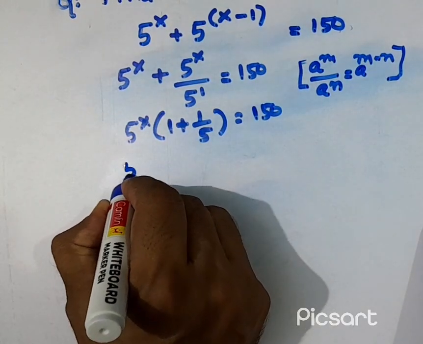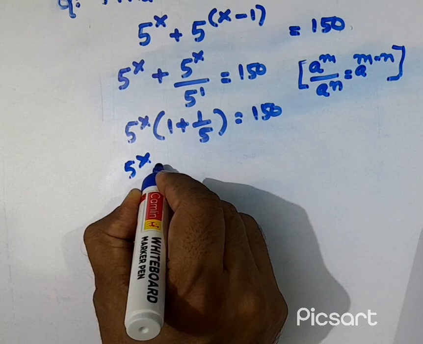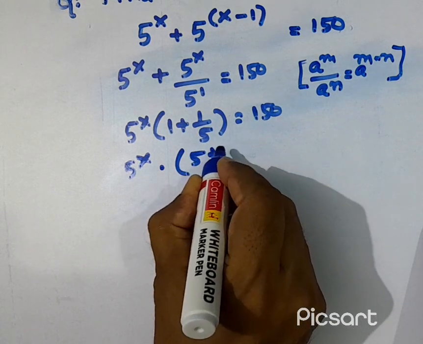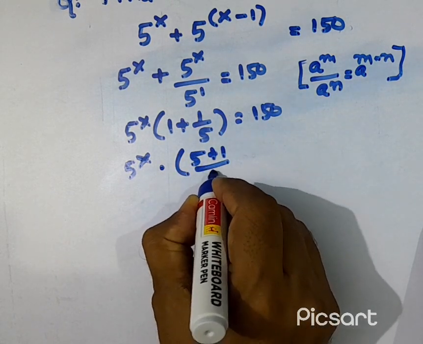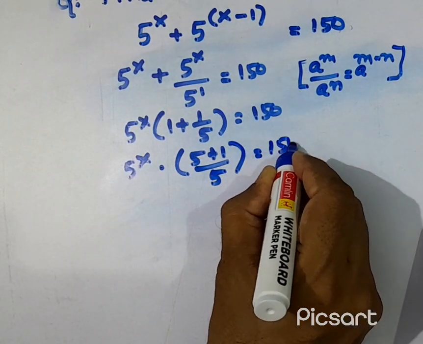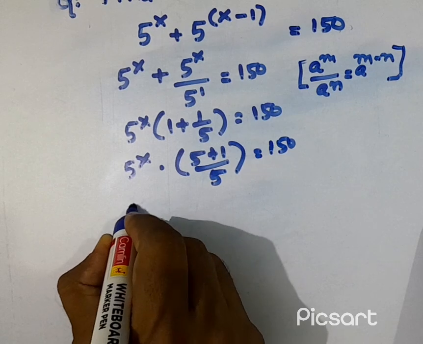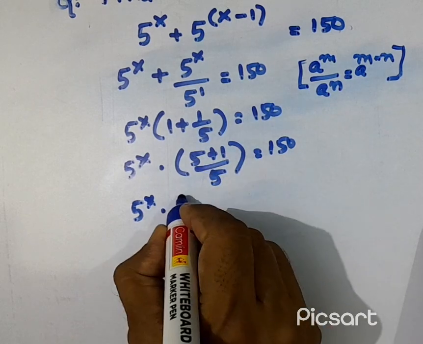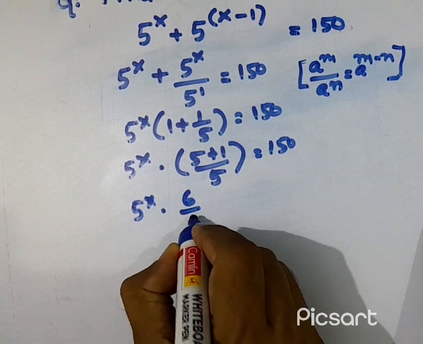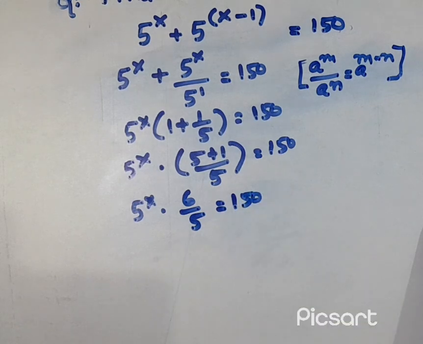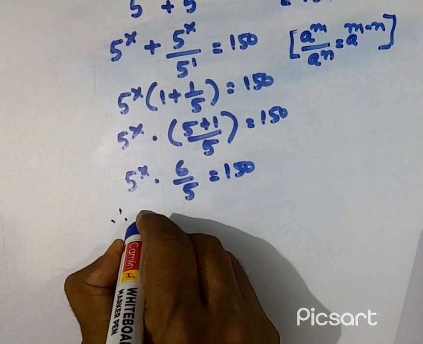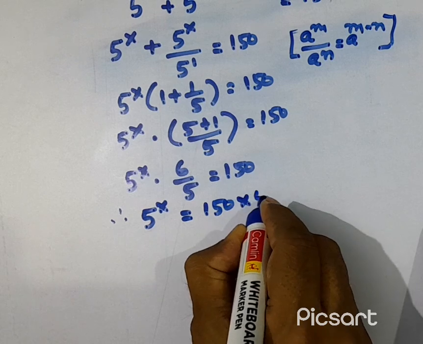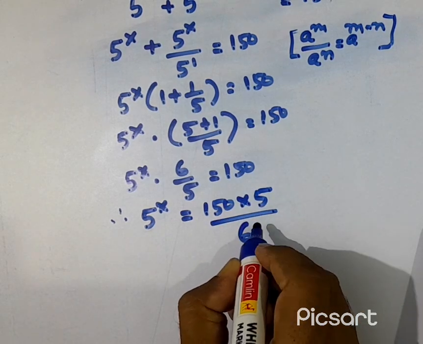So this portion we can write as 5 plus 1 divided by 5, equal to 150, or 5^x times 6 by 5 equal to 150. Therefore 5^x is equal to 150 into 5 divided by 6.